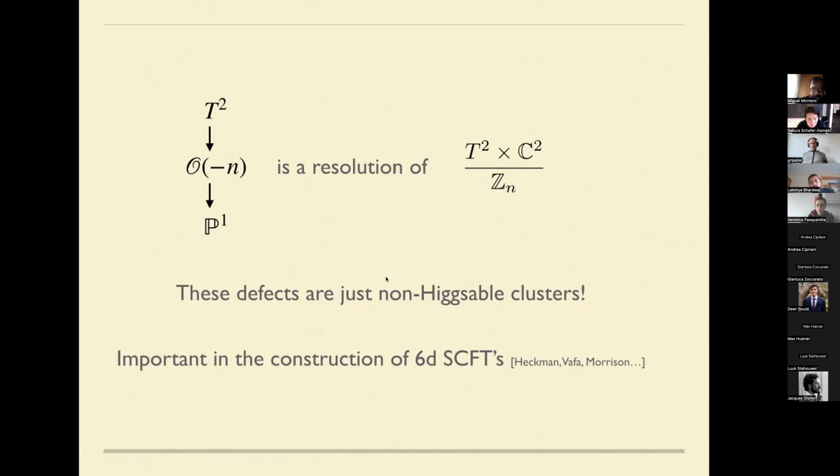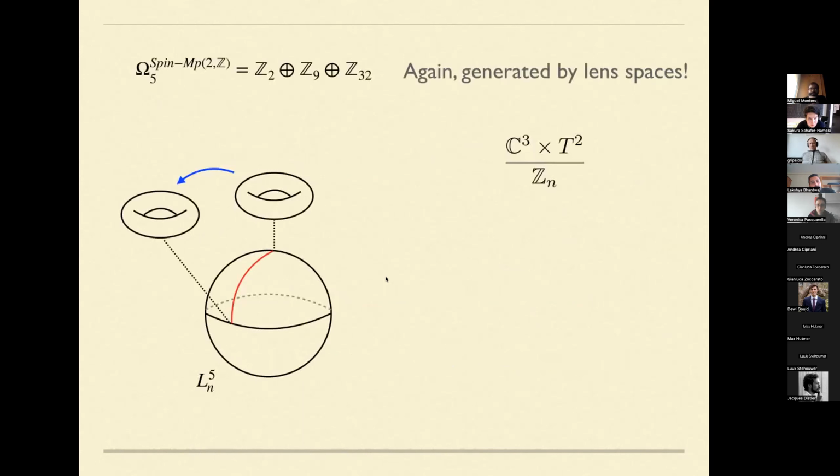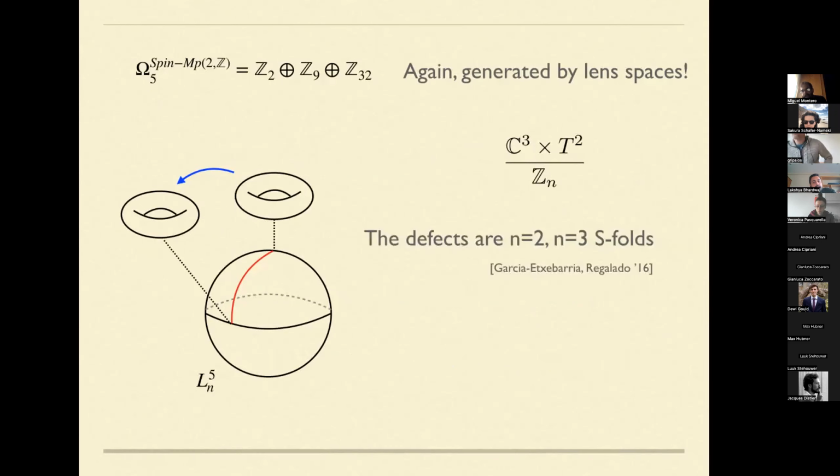Good. Let's keep going then. It's a bunch of coordinate groups. So omega 5 again is generated by lens spaces, and this time what we rediscover are the S-folds. So you see, by doing this technique, we are rediscovering things that were discovered later and later. We started with the 7-branes, then we went to non-Higgsable clusters, and now we're in S-folds.